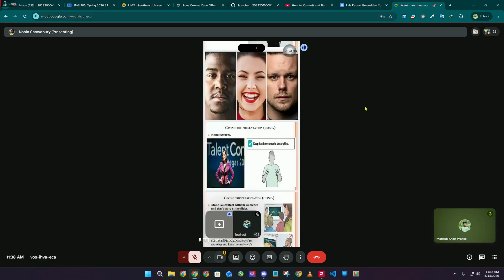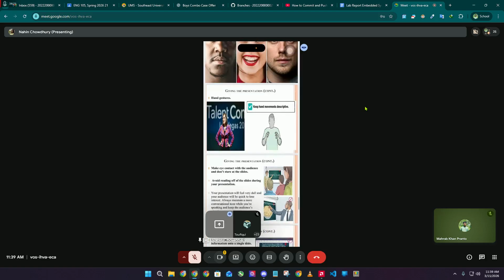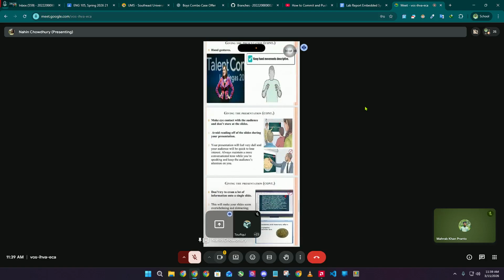And a gesture, hand gesture, the first one, well, putting your hands on waist, definitely don't do that. Keep your hand movements natural, as you usually do when you are talking to other people. Okay, make eye contact with the audience, don't stare at this slide.